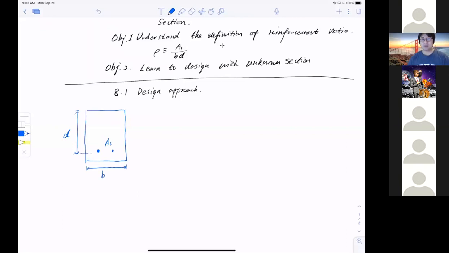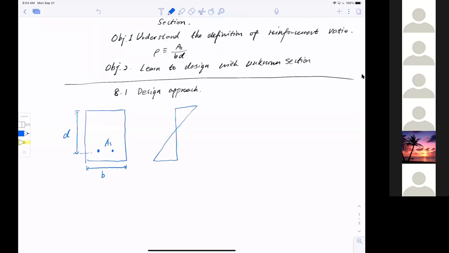Okay? So I look at the strain diagram first. So this is my vertical line, and I have a compressive strain at the top and tensile strain at the bottom.